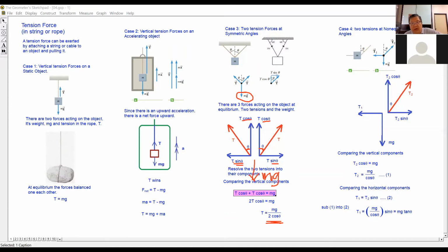Before I go on to the non-equal angle, do you have any question on this case number 3? No question, sir. Okay, no question, then I go on to the fourth case.